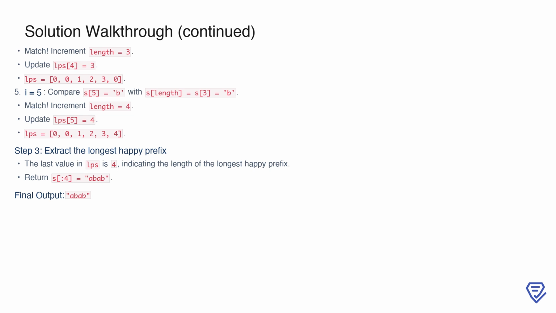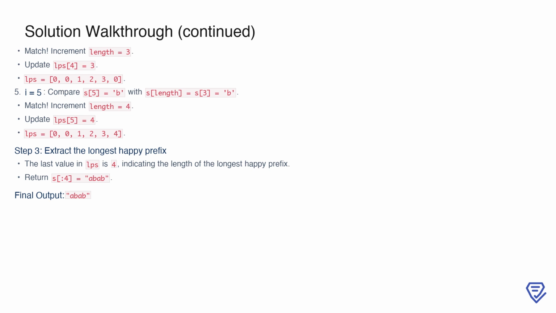Next, for I equals 5, we compare S5, which is B, with S3, which is also B. This is yet another match, so length is incremented to 4, and LPS5 is updated to 4. The final LPS array is 0, 0, 1, 2, 3, 4.